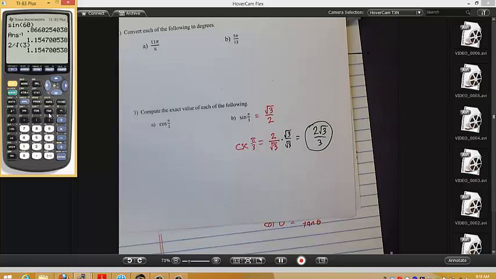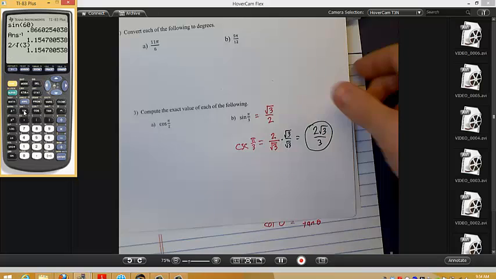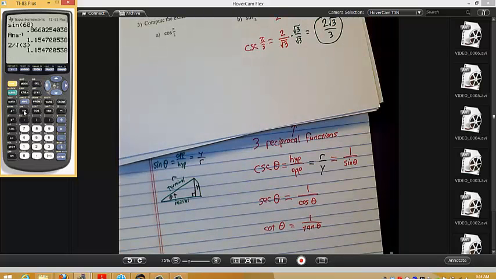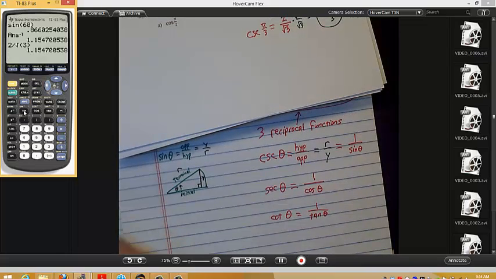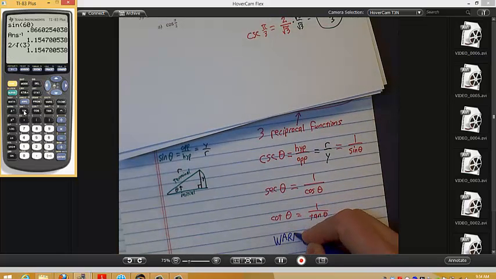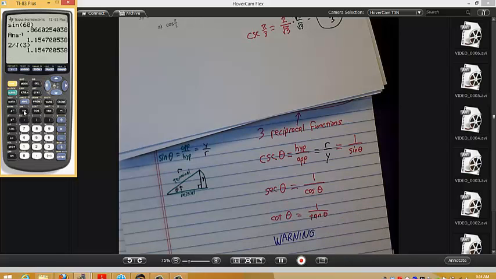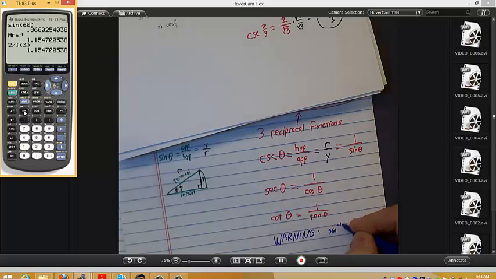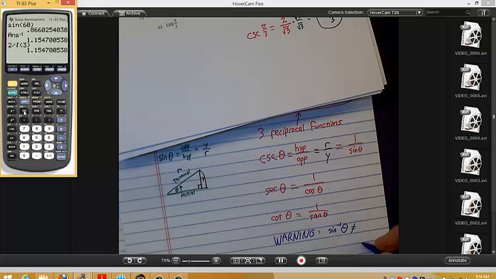Don't get confused. There's the potential for confusion right here. Do you see what's written above that sine button? It says sine negative 1. That does not mean cosecant. Okay? So, quick warning, I guess, I want to post. Warning. And that is that inverse sine of theta does not equal cosecant of theta. Those mean something different.